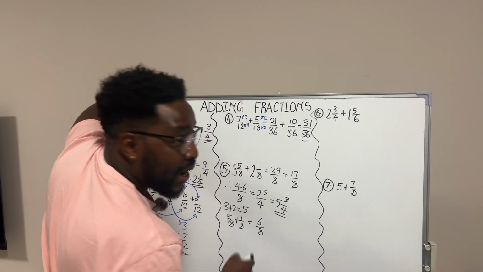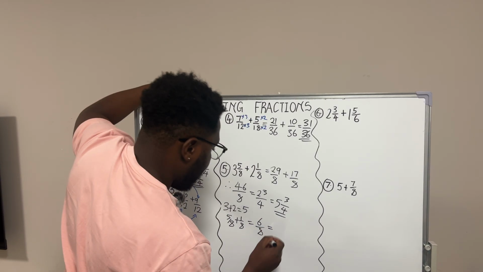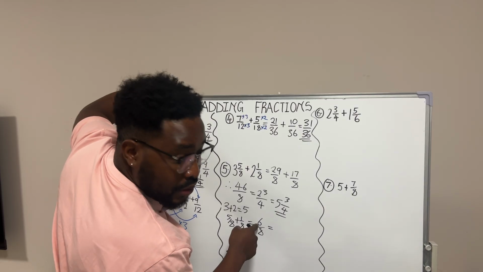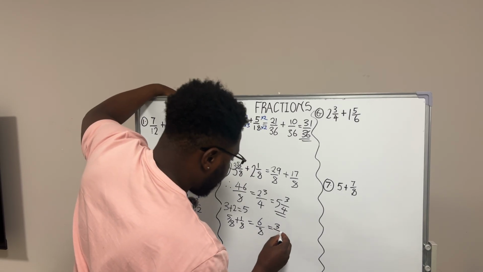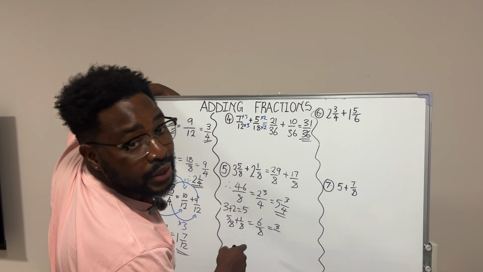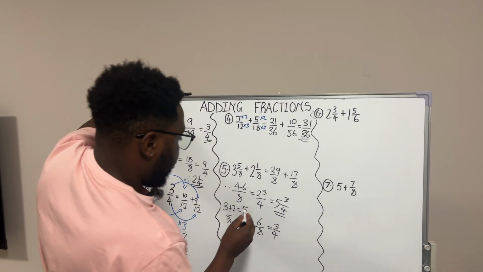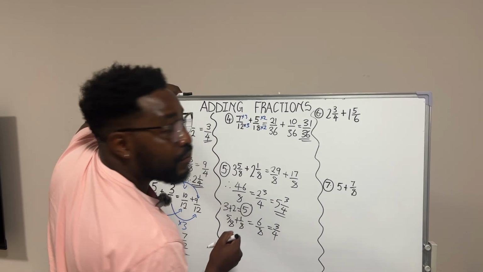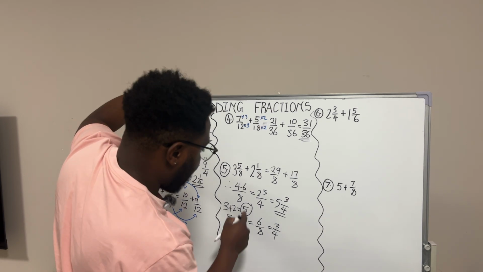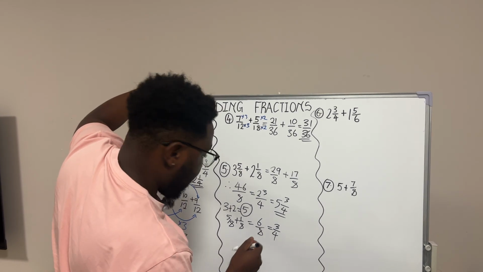Now we can simplify this fraction. 2 into 6 is 3, and 2 into 8 is 4. Now remember, we have our whole number here. So all we have to do is add this whole number to this fraction. So that would be what?